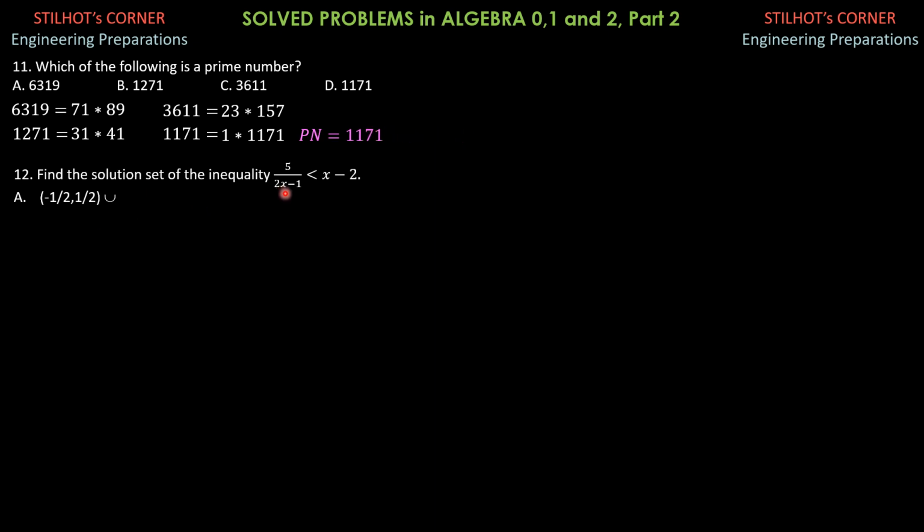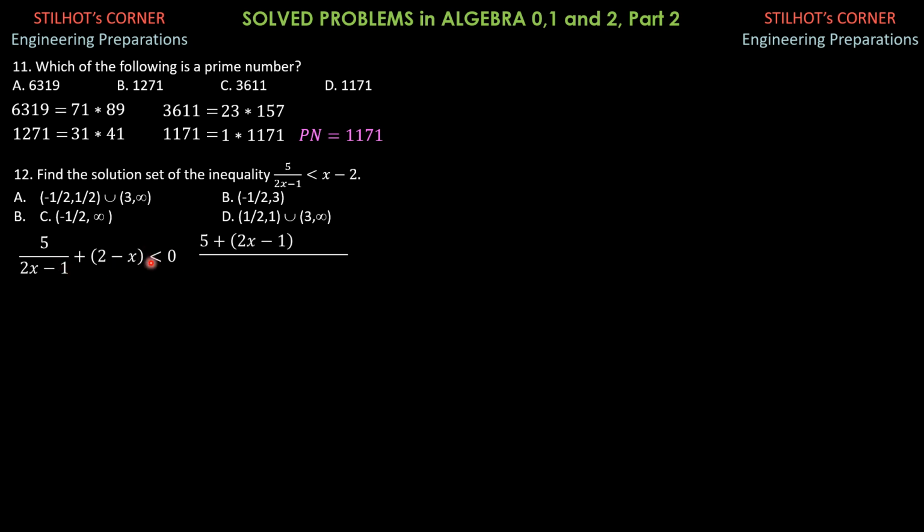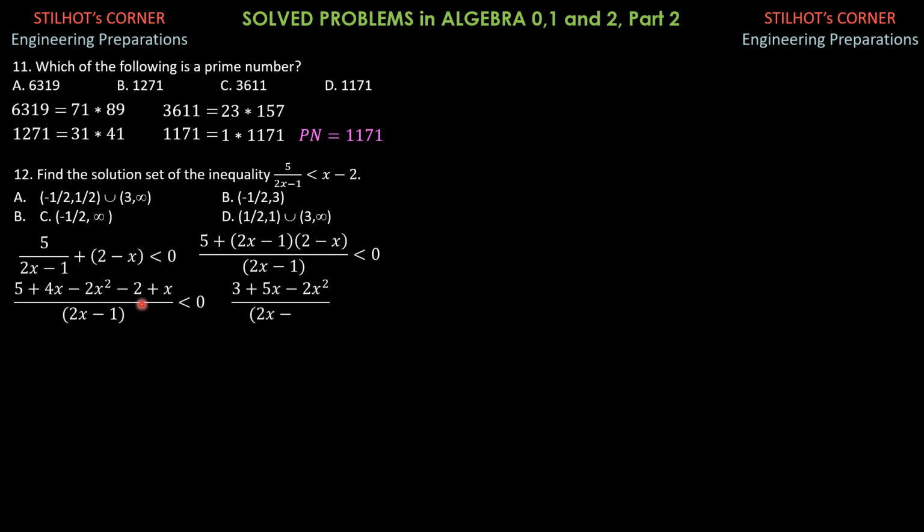12. Find the solution set of the inequality 5 over 2x minus 1 is less than x minus 2. So we rewrite this, transpose x minus 2 to the left. So 5 over 2x minus 1 plus 2 minus x should be less than 0, or this should be negative. Simplifying by algebra, 5 plus quantity 2 minus x times 2x minus 1 all over 2x minus 1 should be less than 0. So simplifying further, 5 plus 4x minus 2x squared minus 2 plus x over 2x minus 1 should be less than 0. Combining, that would be 3 plus 5x minus 2x squared over 2x minus 1 less than 0.